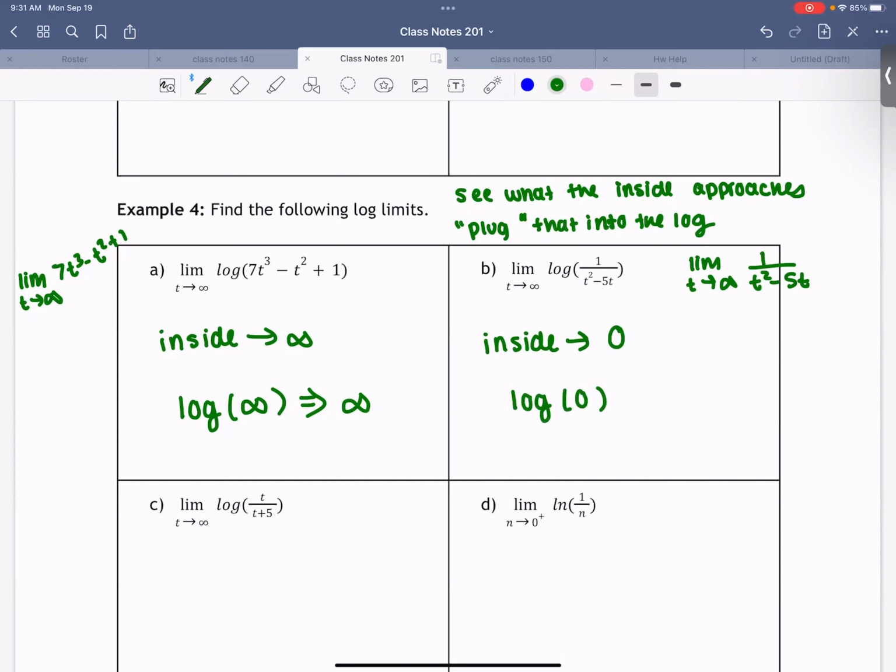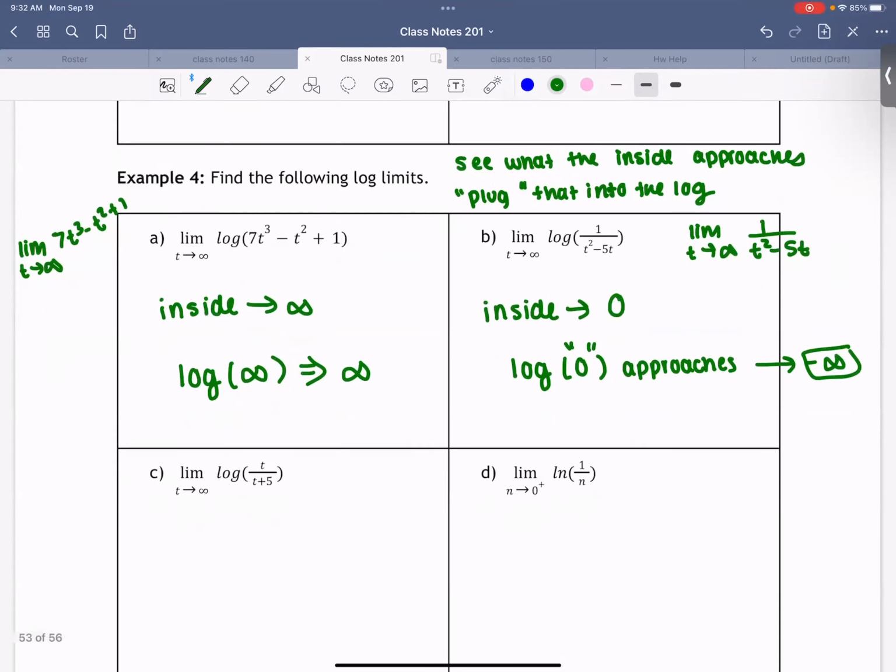I know here's where things get a little tricky. I'm not essentially plugging it in, I'm looking at where it's approaching. So I'm plugging in 0, but I'm not finding the y value. Where is log going as we're approaching 0? Negative infinity, right? So I'm not essentially plugging in 0, I'm seeing where log goes to as I approach 0. Any questions on part B?